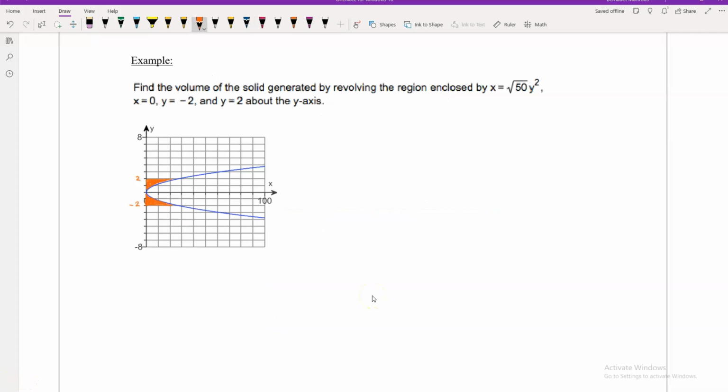So here we have a graph for this function x equal to square root of 50 times y squared, and the cross-section of the solid is a disk perpendicular to the y-axis with radius whose length is the segment from the y-axis to the curve x equal to square root of 50 times y squared. So the region rotated about the y-axis to generate the solid is the shaded region in this color that I have here. It's in orange.